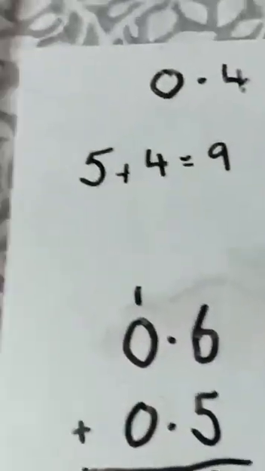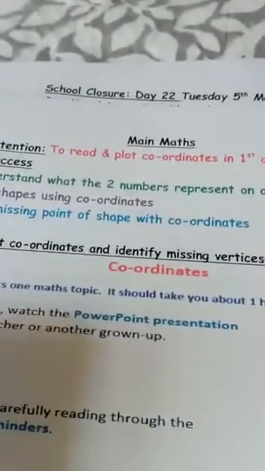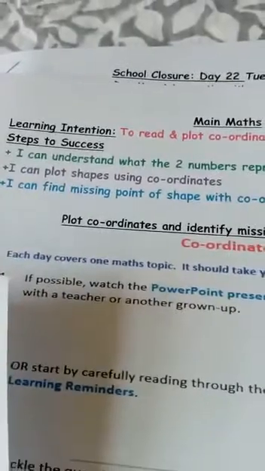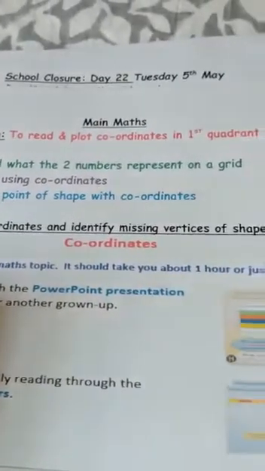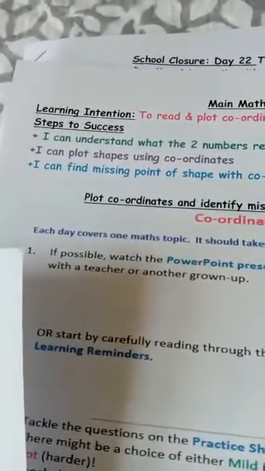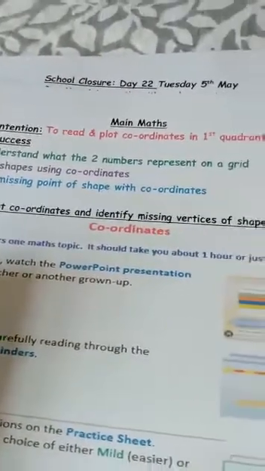Okay, so the main activity, we're looking at plotting and reading coordinates in the first quadrant. See if you can understand what the two numbers represent on a grid. Plot shapes using coordinates and find the missing point of a shape with coordinates. So first things first, we've got some learning reminders. We can read these carefully. This will help you to read and plot coordinates correctly.